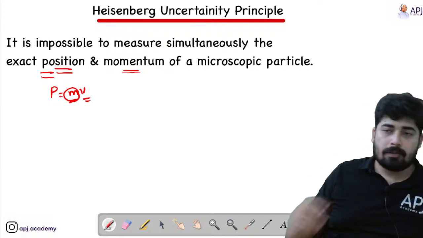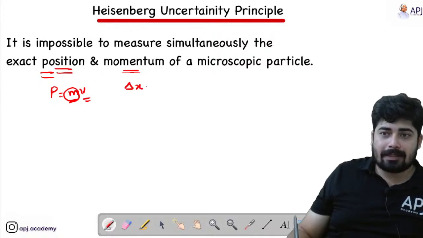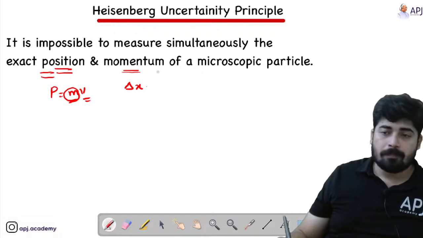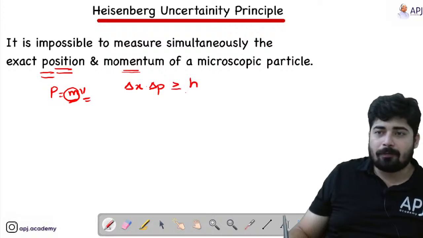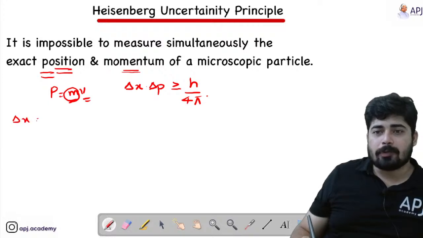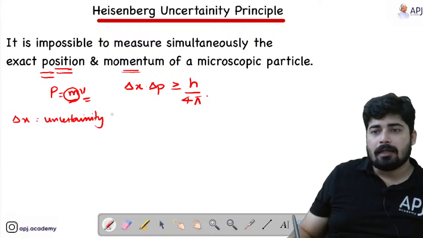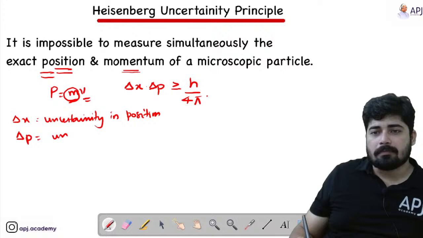Yes, students. So coming to the equations. What Heisenberg told is that delta x, that is the uncertainty in position, into delta p is greater than or equal to h by 4 pi. What is delta x? Delta x is uncertainty in position. What is delta p? Delta p is uncertainty in momentum.